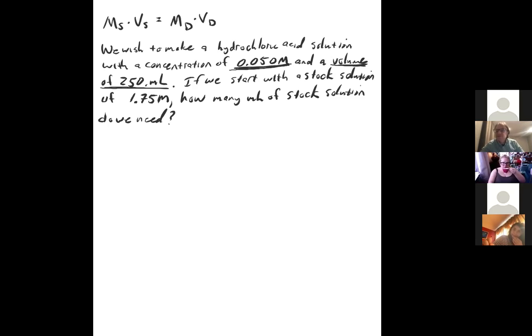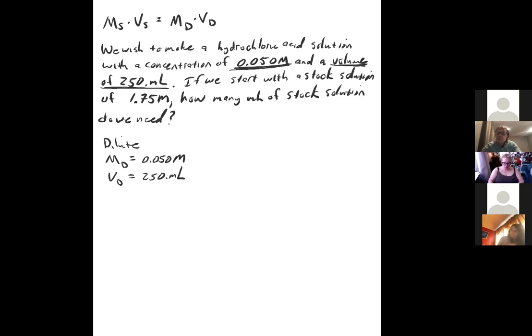Typically, we want to make the dilute solution from the stock solution because you can't make a stock solution from a dilute solution. You can't go backwards, okay? So that would mean that for the dilute solution, we have a couple of numbers here. It's 0.05 moles per liter, and the volume is 250 ml.